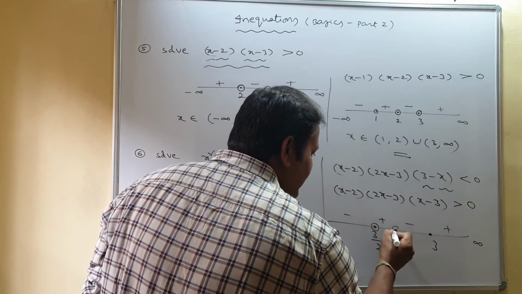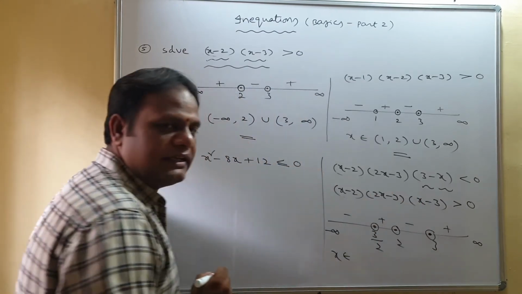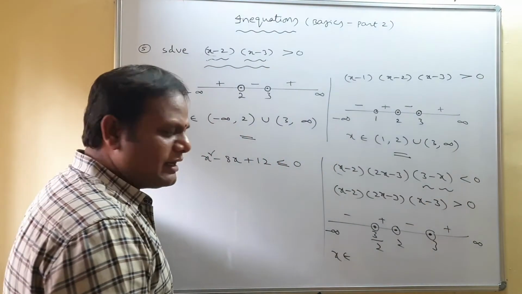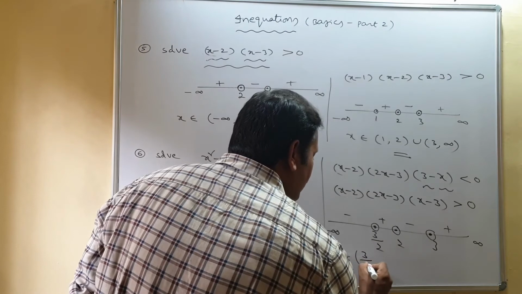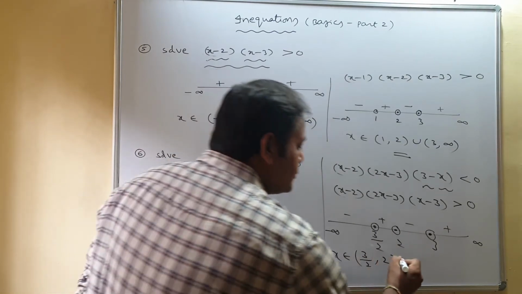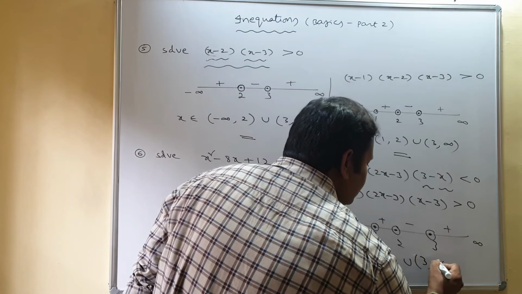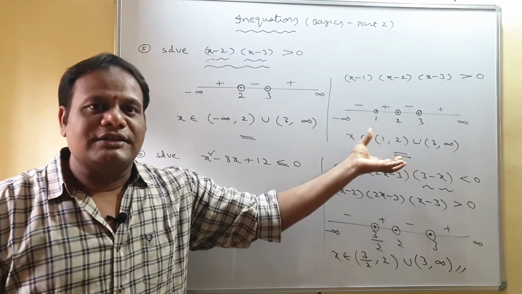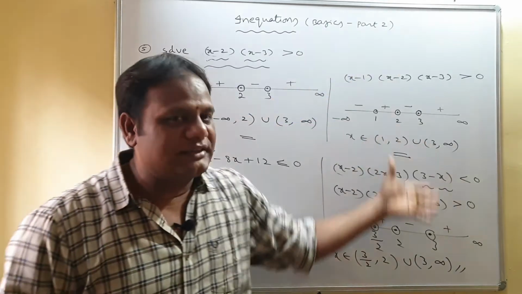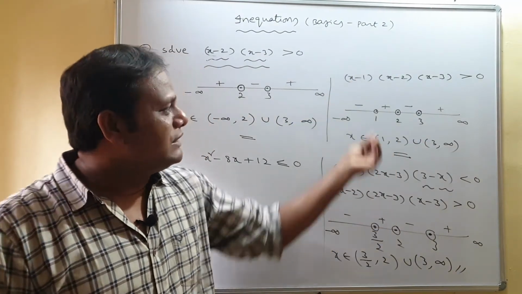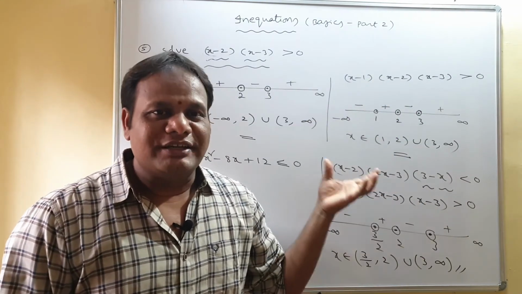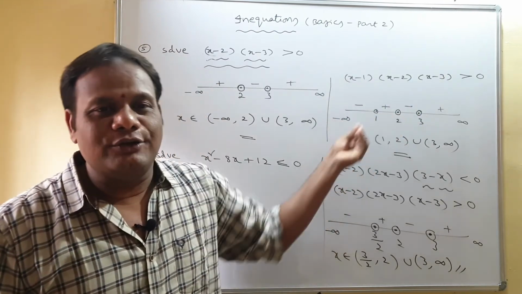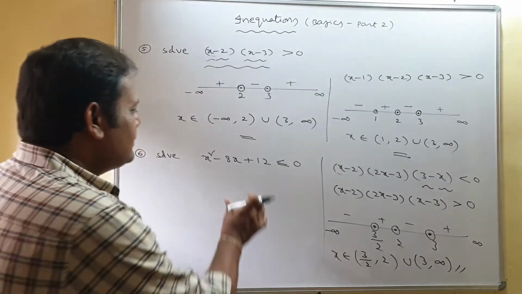We can't take 3 by 2, we can't take 2, and we can't take 3. Why? Because here there is no equal to sign. So the answer is the open interval 3 by 2 comma 2, union 3 to infinity. This is the solution for this inequation. So using this method, you can solve any type of inequation, whether it is cubic or biquadratic or whatever it may be, easily. Is it clear? Okay.